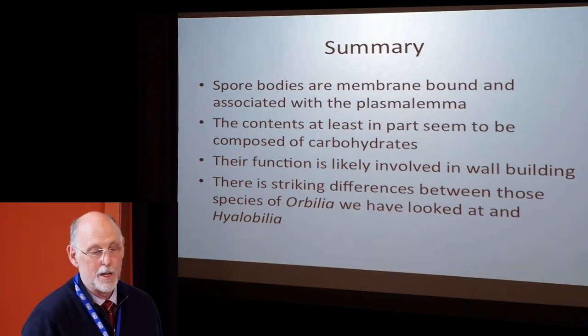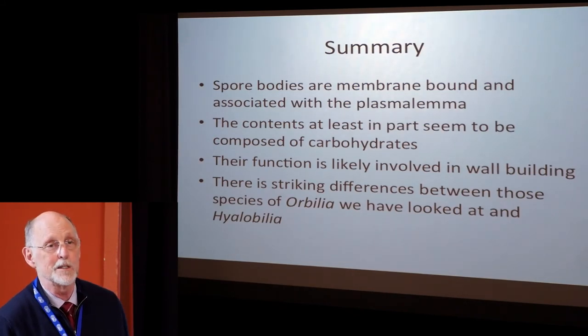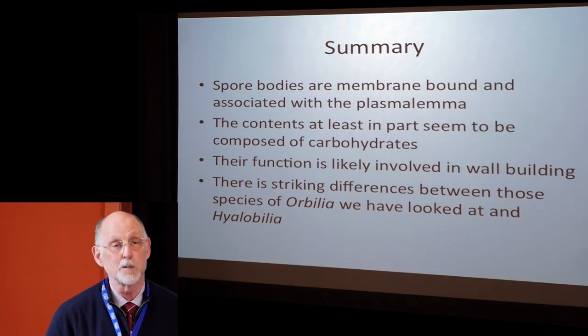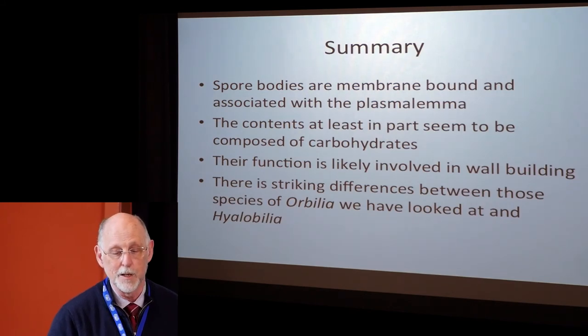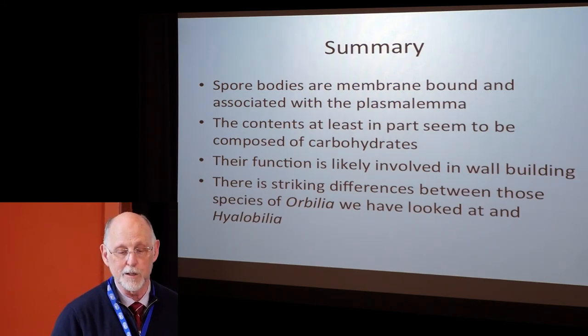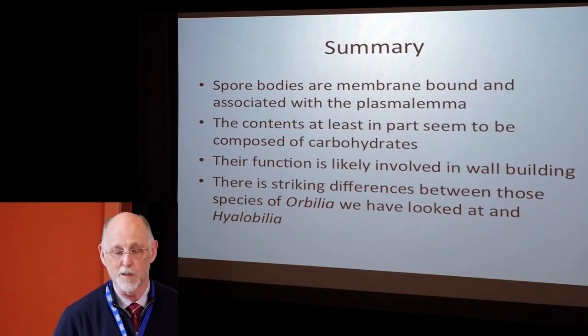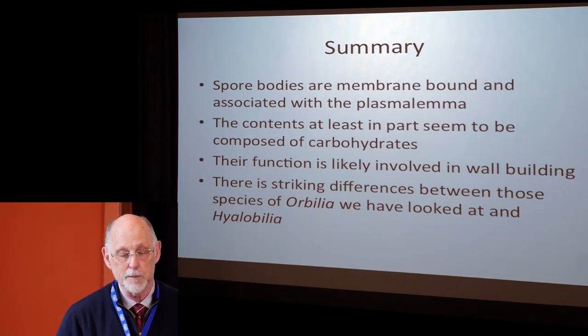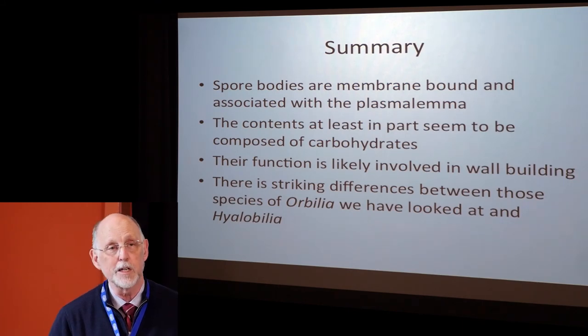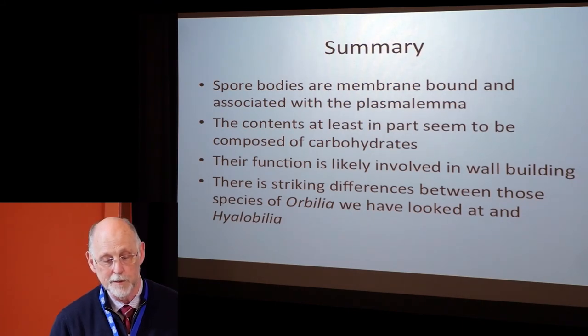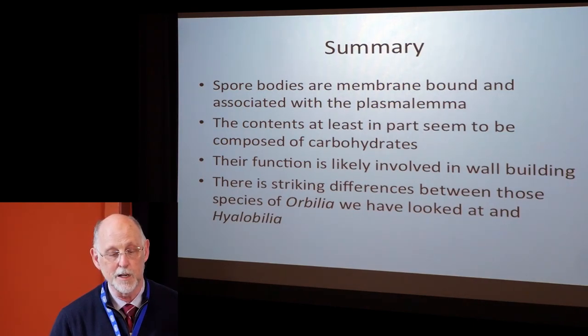So, let me summarize. Spore bodies are membrane bound and associated with the plasmalemma. The contents, at least in part, are carbohydrates, and we're hypothesizing that those are glucans. Their function is likely in wall building, and we'll say that there's a striking difference between the genus Hyalorbilia and Orbilia on the basis of the spore bodies.